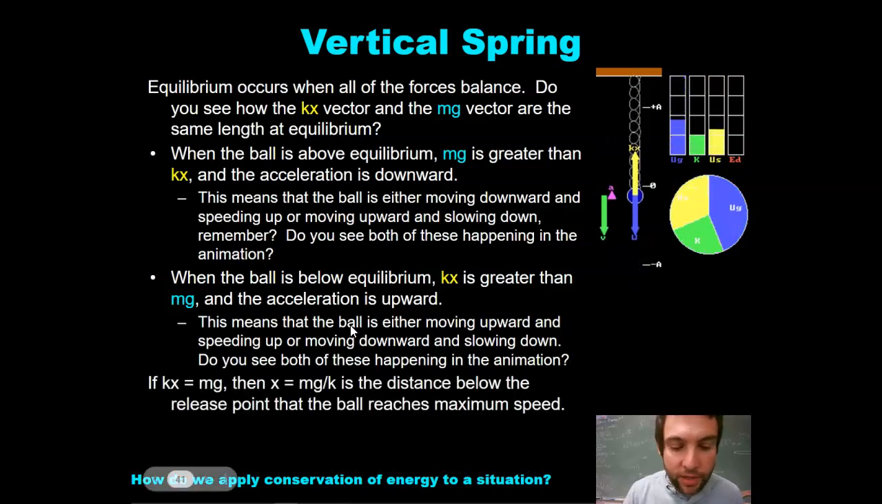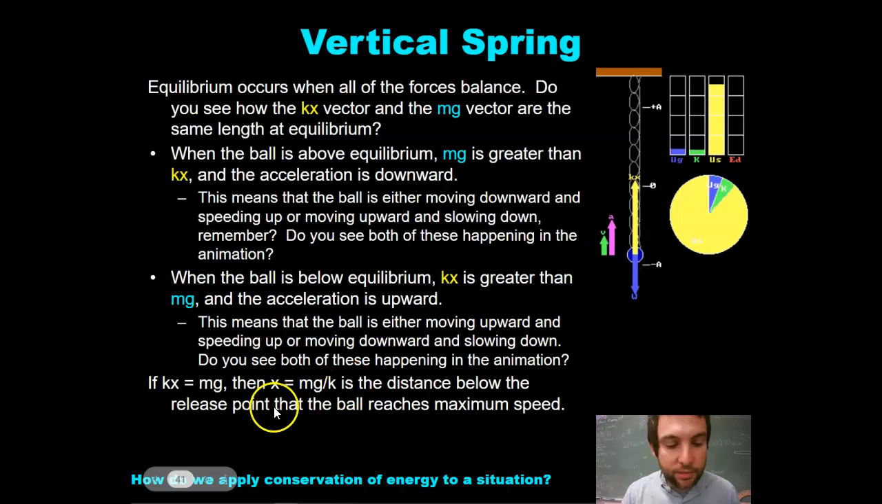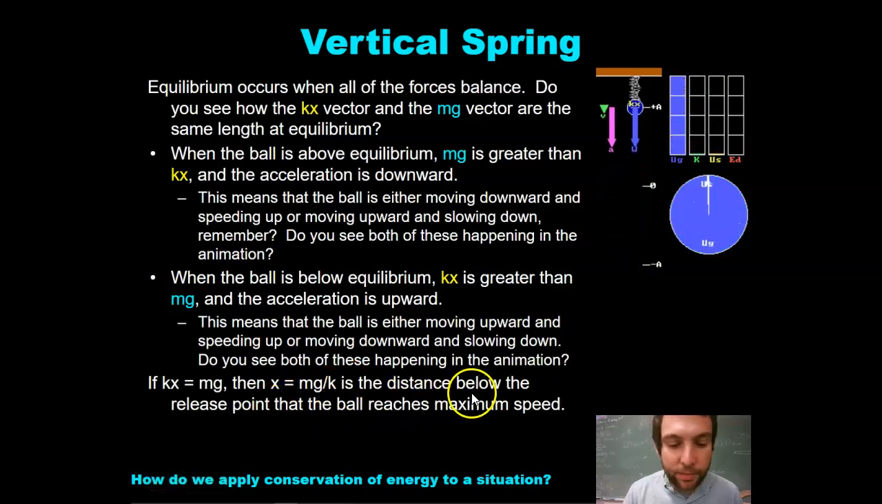If kx equals mg, then x equals mg divided by k, solving for x. That is the distance below the release point where the ball reaches maximum speed.